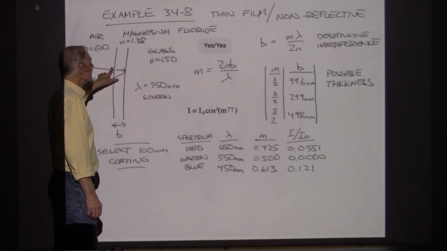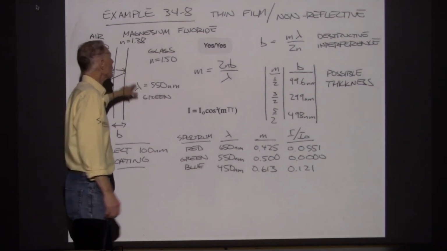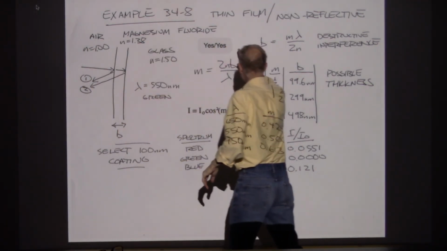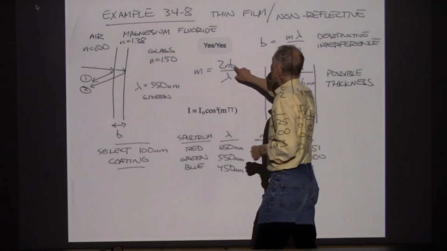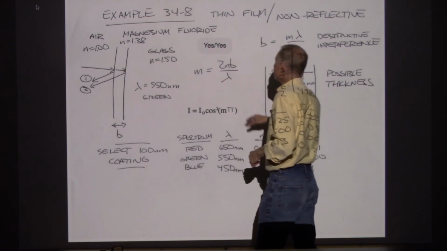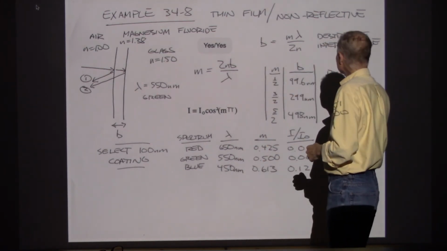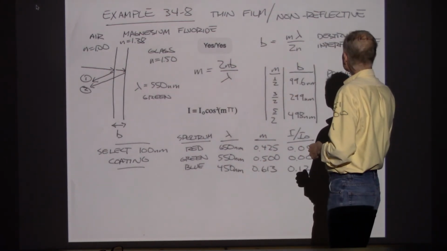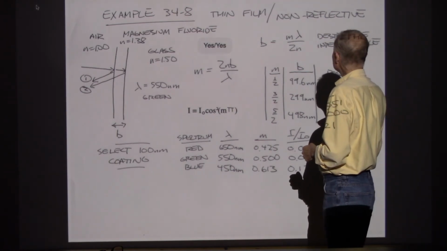So yes, I'm going to have a half cycle. Yes, I'm going to have a half cycle. So in my formula then, the 1/2 is not there. It's just m is equal to 2nb over lambda. This is what I should have realized at the optometrist, or the optician's office.